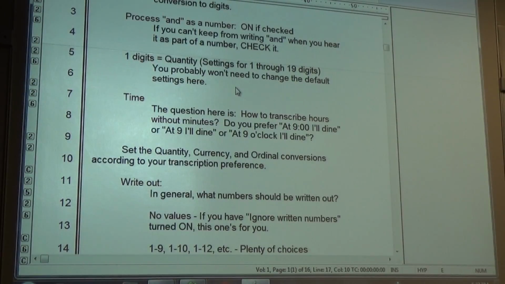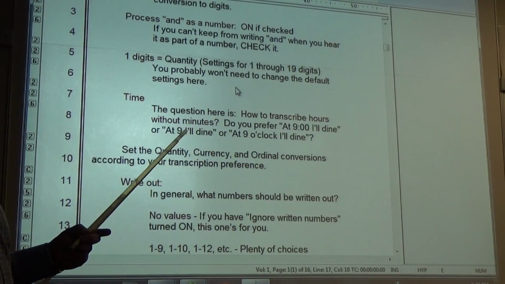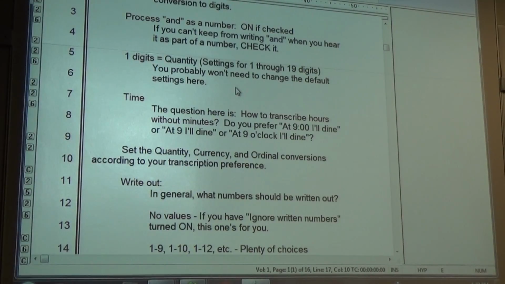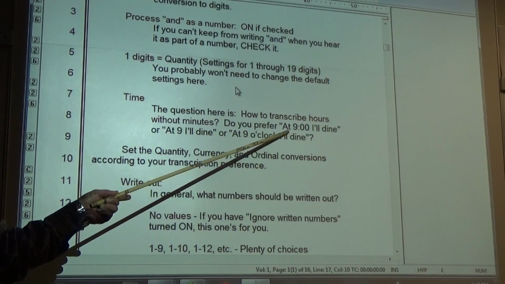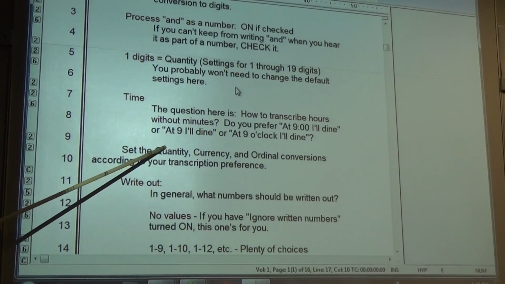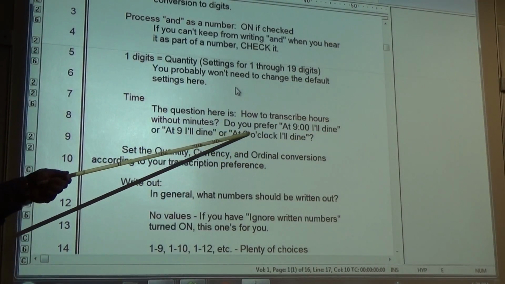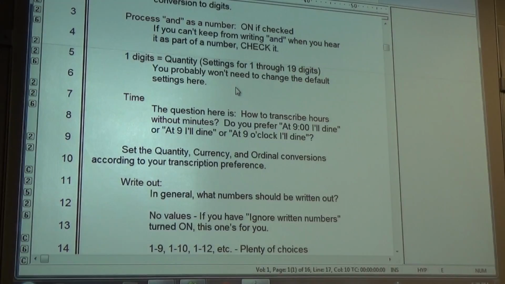Time is the one I have a question about. Time is the one that gets me, and they're gonna talk about time. So it's gonna make it easier, okay? And they're just kind of generalizing it right here. The question is, how do you transcribe hours without minutes? Do you prefer at 9 I'll dine, or at 9 o'clock I'll dine? Which one do you think is correct?